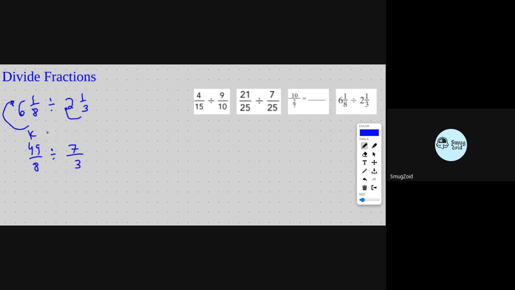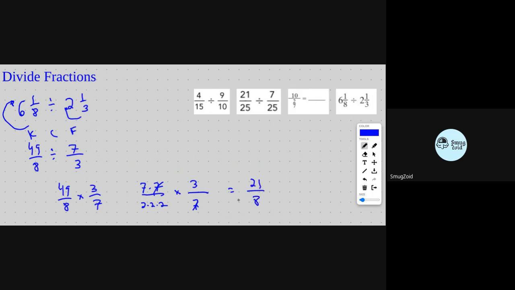Then I go keep, change, flip. So I keep 49 over 8 times, this would be 3 over 7. All right, now I'm going to start splaying these out. 7 times 7 by factoring. This guy would be 2 times 2 times 2 multiplied by 3. And this is going to be what? Just 7. 2 7s cross out. 7 times 3 is equal to 21 over 2 times 2 times 2, which ends up being 8.